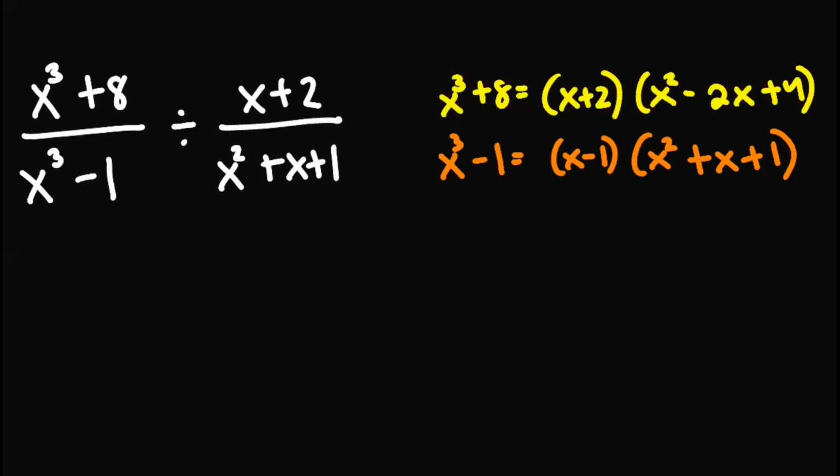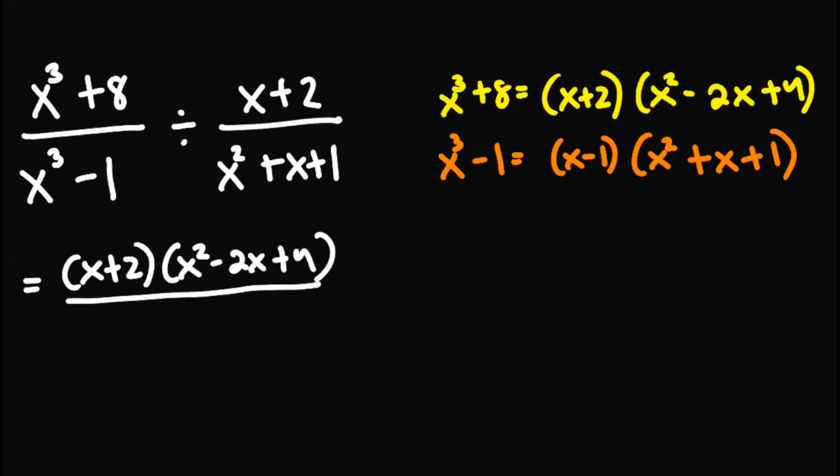Now note that we wouldn't really be needing to factor this one in case it has a factor, since you will see later that this one would cancel this one. But you can verify that this one is non-factorable or irreducible. So we can write this one as x plus 2 times x squared minus 2x plus 4 divided by x minus 1 times x squared plus x plus 1.